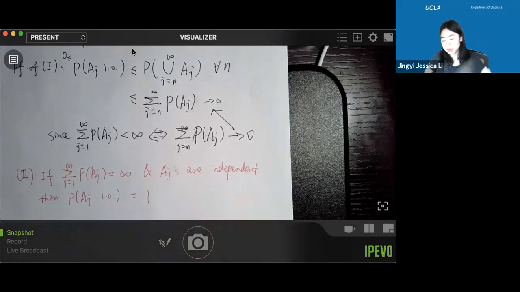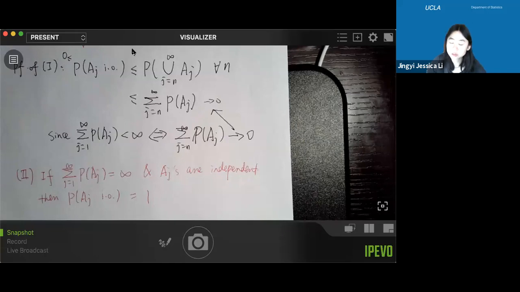Okay, so basically we're saying that if we have independent events and the sum of their probabilities is infinity, then we must have these events happen infinitely often. In other words, an infinite number of events occur. Okay, then how do we show this? The proof of this part is a little bit trickier.